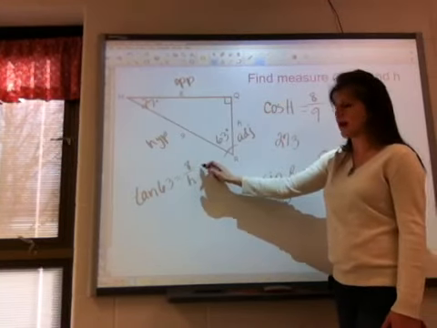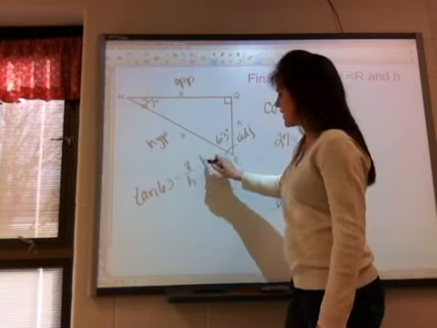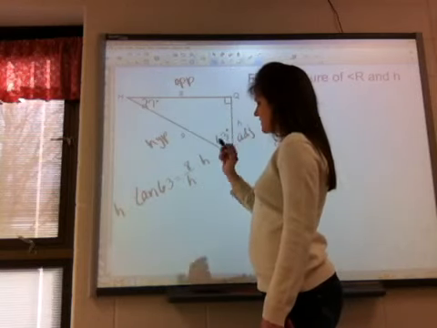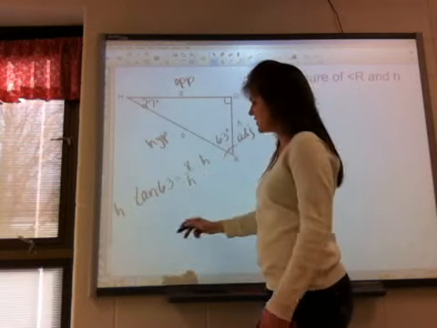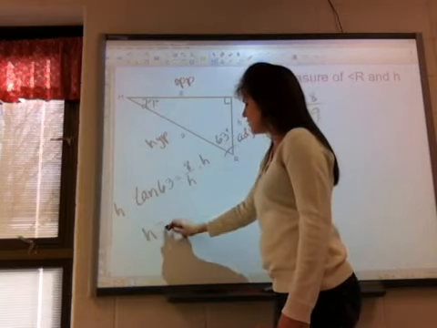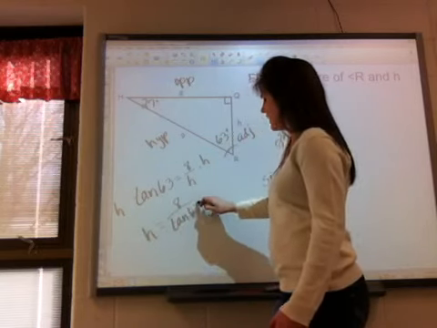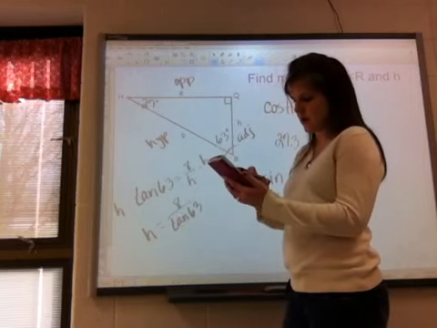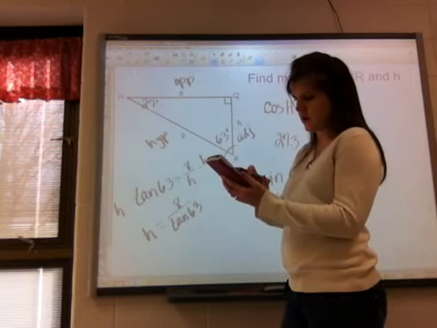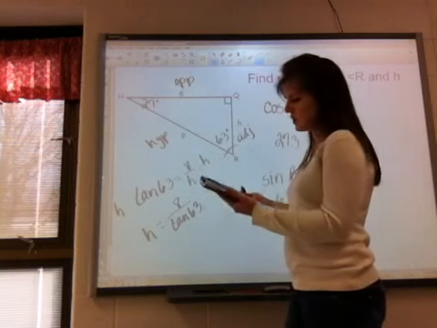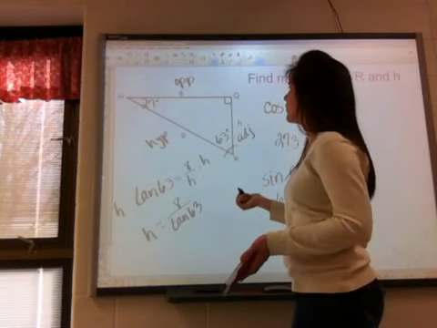I'm going to get that h up out of the denominator. I'm going to multiply both sides by h. So h times tangent 63, then I want to divide by tangent 63. So I have h equals 8 divided by tangent 63. And that gives me 4.1. If we round to the nearest tenth, that'd be 4.1.